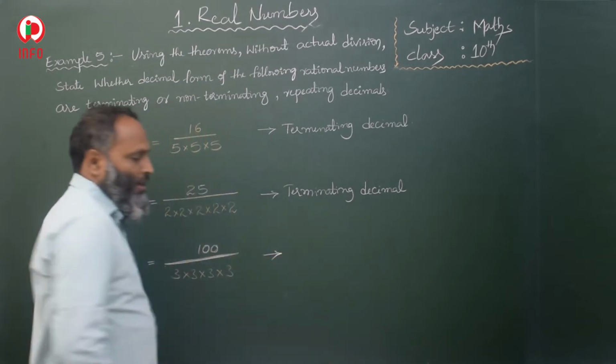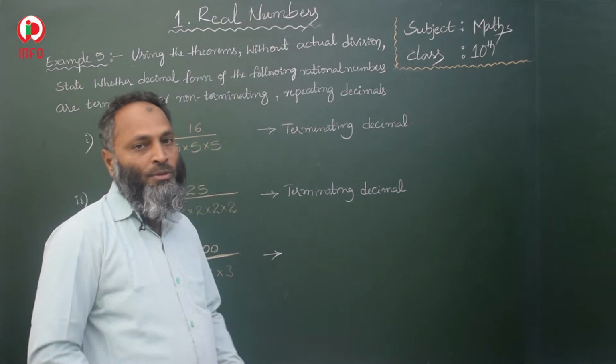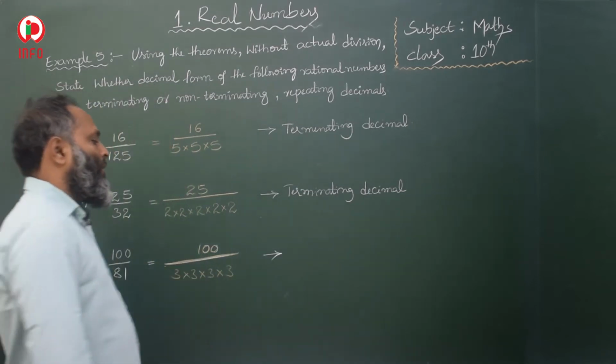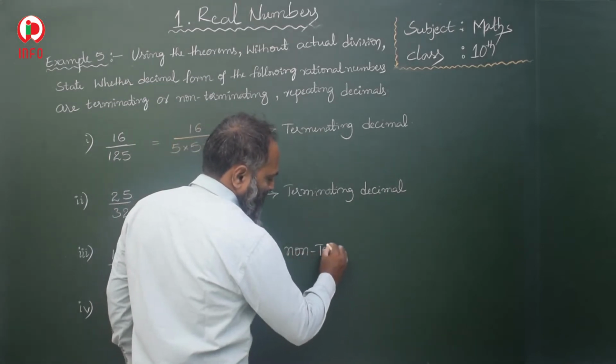So if the denominator is a product of 5s, or a product of 2s, or a product of 5s and 2s, then that is a terminating decimal. Other than that, non terminating decimal. This is a non terminating decimal.